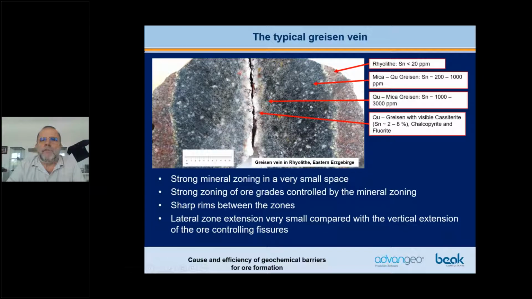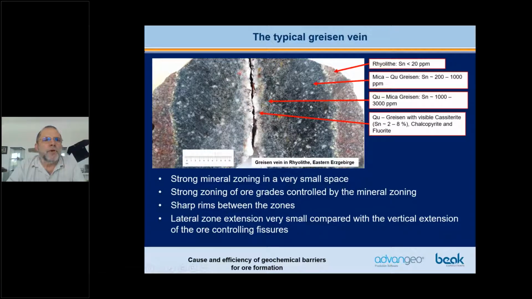In the quartz mica greisen, we have a tin grade of 1, 2, 3, 4,000 ppm. In the mica greisen, we have some hundreds up to 1,000 ppm. And in the rhyolite, we do not have tin at all, maybe 10-15 ppm. So we have a very, very strong mineral zoning around this veinlet in a very narrow space, and the mineral zoning controls the ore grades.